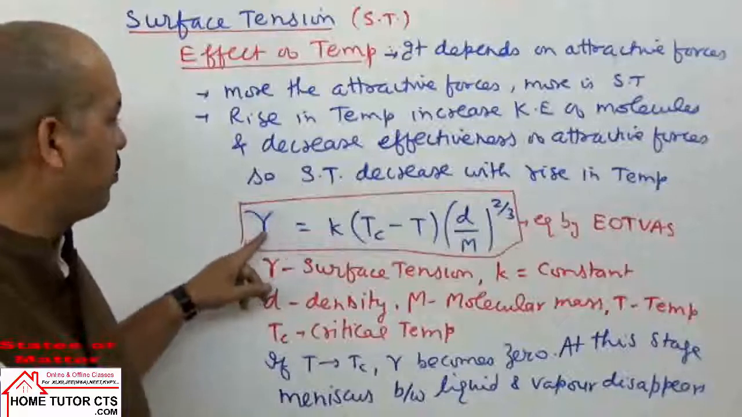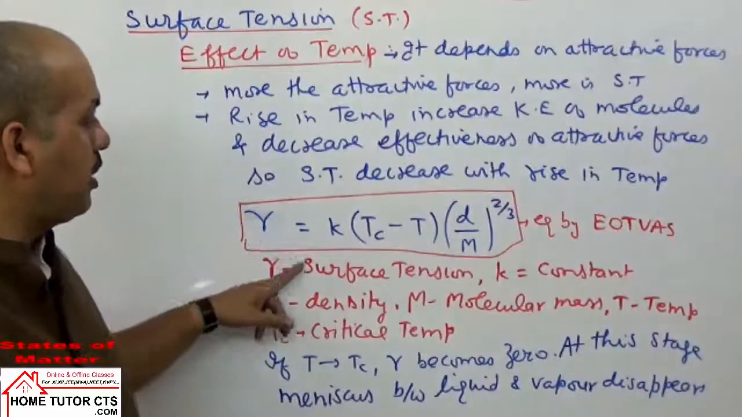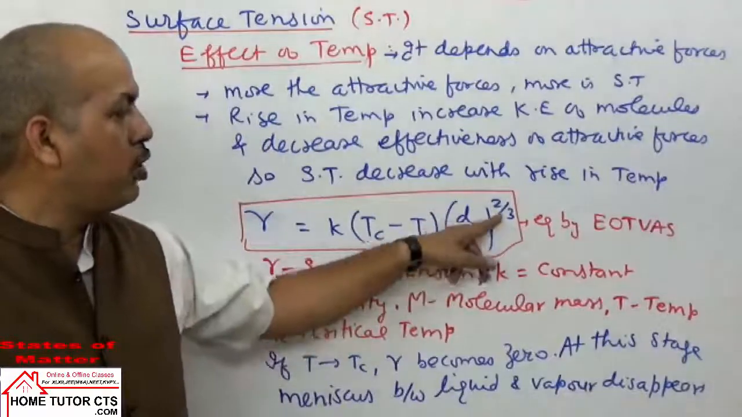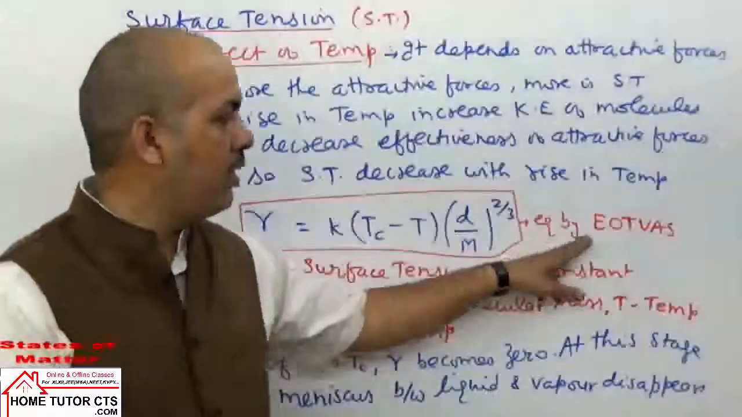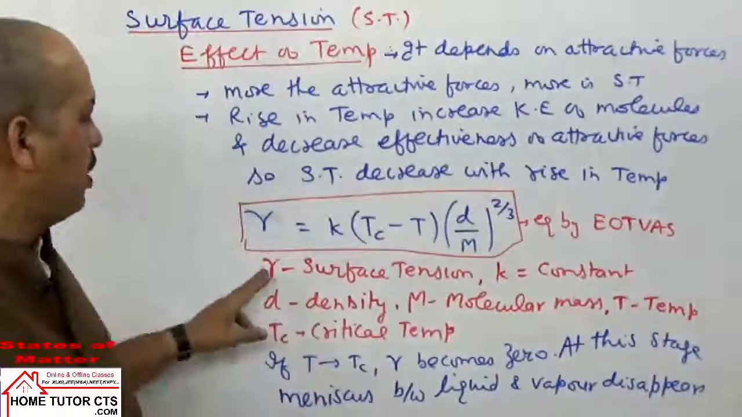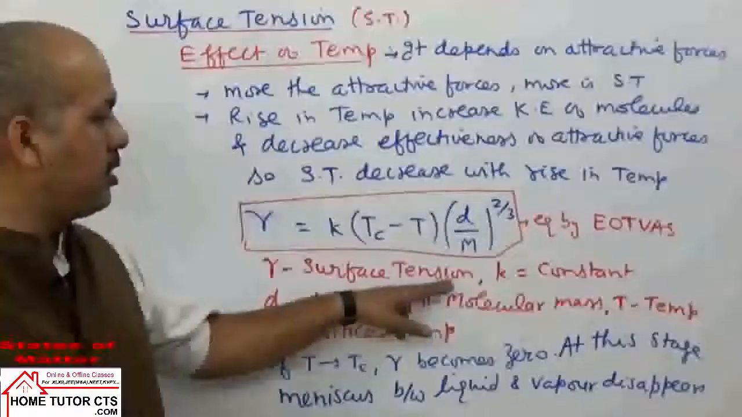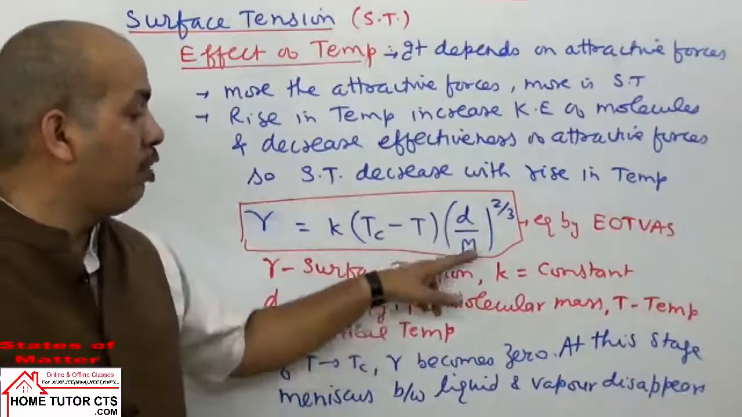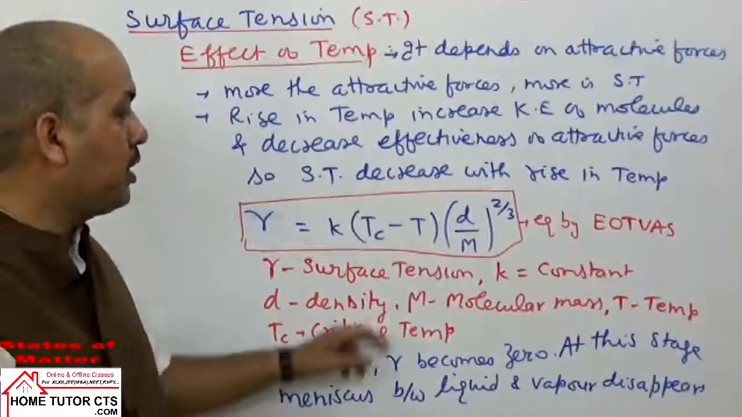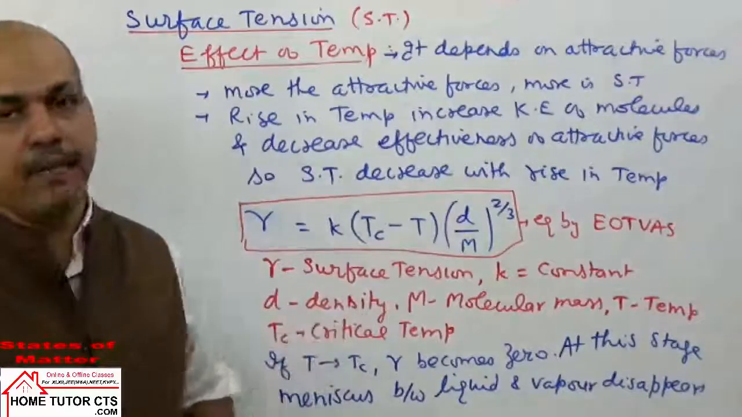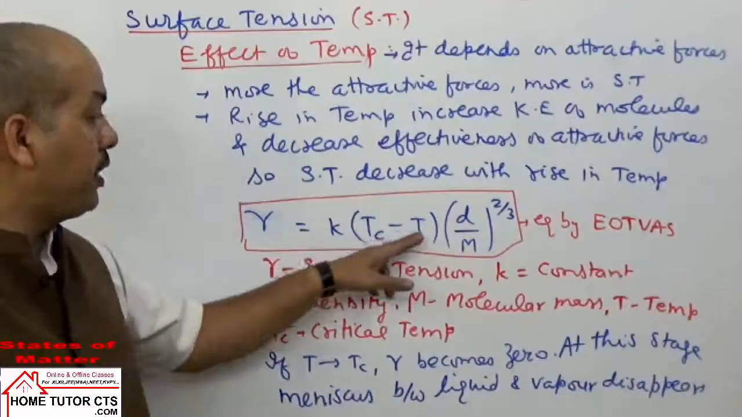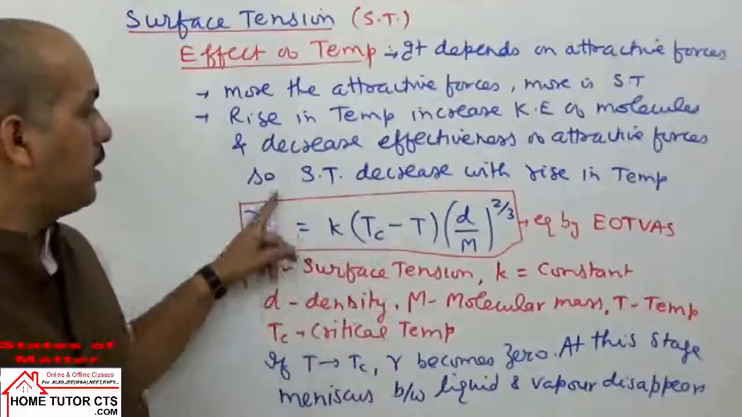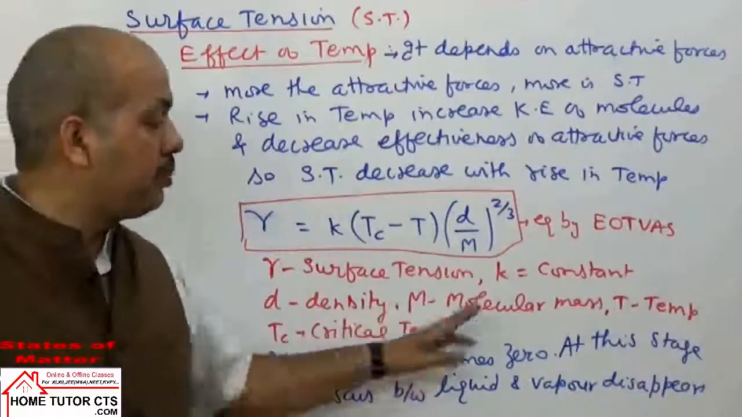The expression can be taken here: gamma, the surface tension, is equal to K (Tc minus T) into (D by M) to the power 2 by 3. This is the equation given by Eotvos. In this expression, gamma is surface tension, K is a constant, D is the density of the liquid, M is the molecular mass of the liquid, T is temperature, and Tc is called the critical temperature. Now you can see from here, when T approaches Tc, what happens? This entire term becomes 0, or gamma becomes 0.